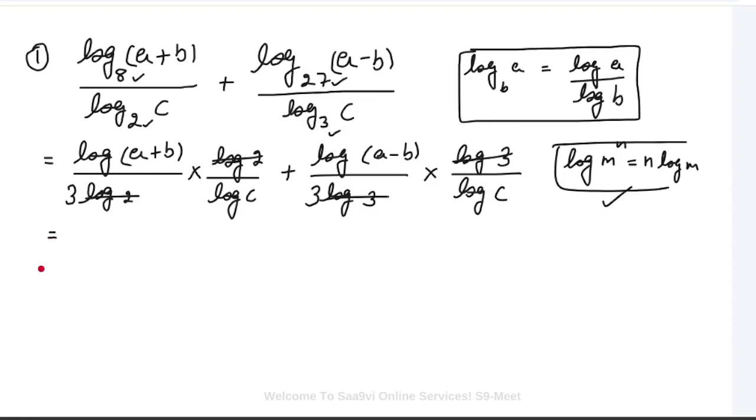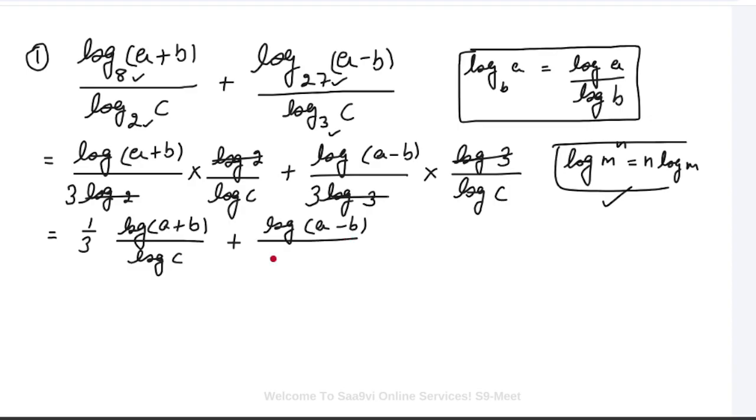Now we can take 1 by 3 common, and write log of (A plus B) divided by log C plus log of (A minus B) divided by log C, taking 1 by 3 as common. Now log C will be the LCM, so this equation can be written with a plus here, and this can be extended.